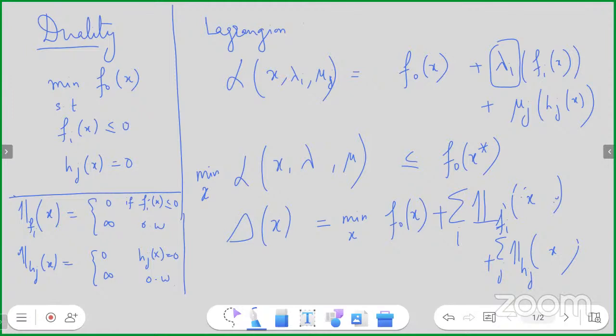So what is the relationship between lambda_i times f_i of x and the indicator of f_i of x? This product's counterpart is over here, right? So why do you think we are getting an inequality of this type? That much you have shown. Weak duality.